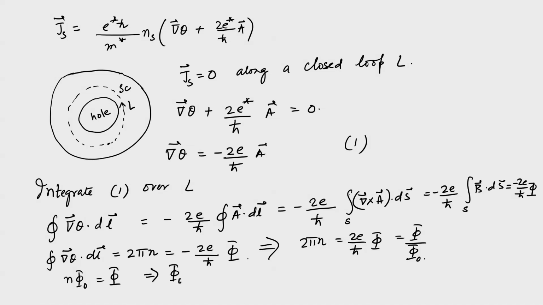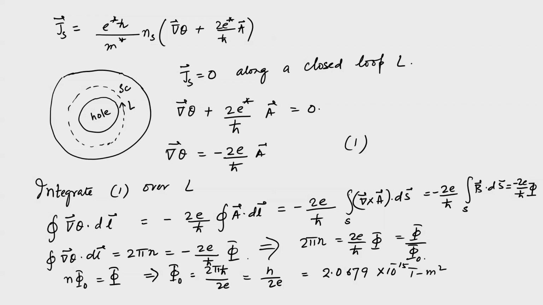This of course gives that the phi 0 value is equal to 2 pi H cross over 2E, which is equal to H over 2E, and if you put the value of H and E, H is of course the Planck's constant, which is 6.6 times 10 to the power minus 34 joule second. E is equal to 1.6 times 10 to the power minus 19 coulomb. All these things you will find in any of the data books, and this is equal to 2.0679 times 10 to the power minus 15 Tesla meter square.